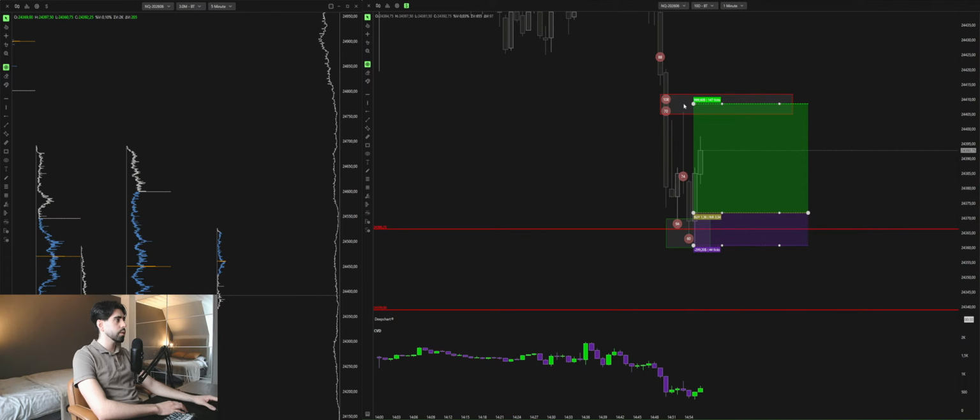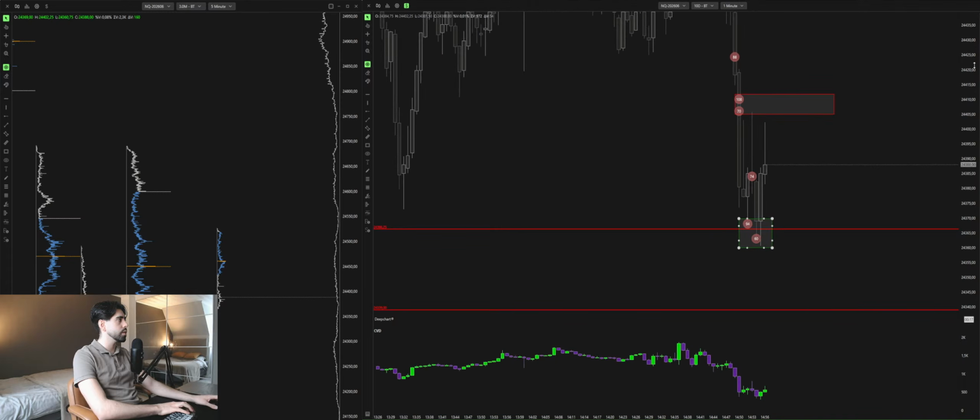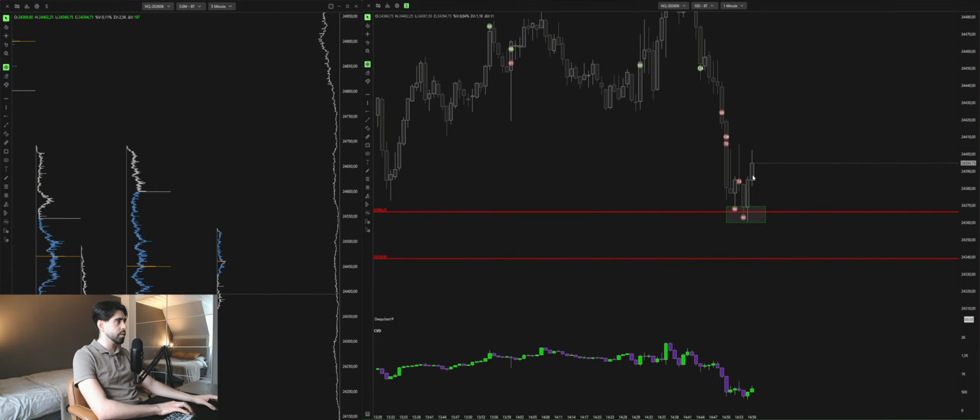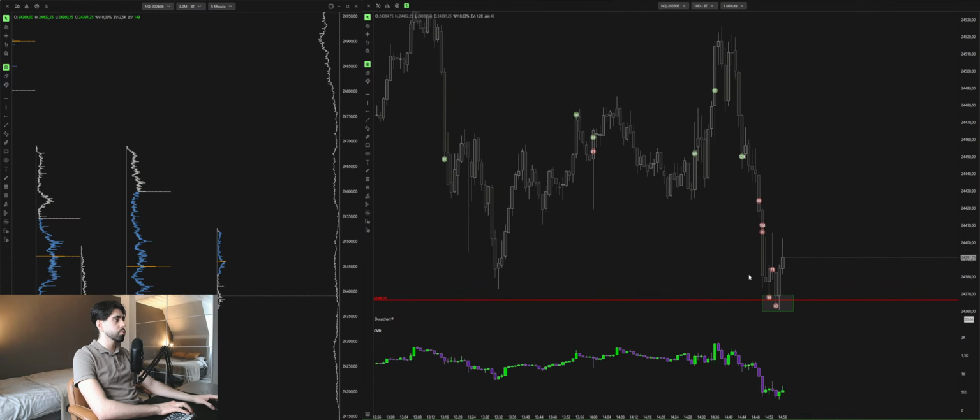One to one, 1 to 3. If this is your type of trading, then by all means you could take it. But I don't like it. Not this small. I like to do these plays into value area low or value POC.